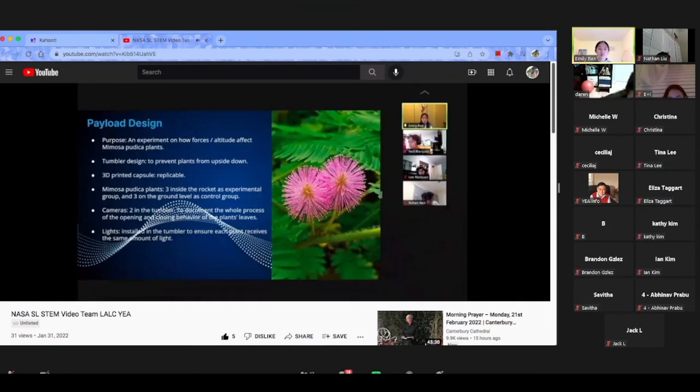For our payload, the purpose is to conduct an experiment on how forces and altitude affect mimosa pudica plants. The tumbler was designed to prevent plants from turning upside down, and the 3D printed capsule is replicable. For our mimosa pudica plants, there are 3 inside the rocket as our experimental group and 3 on the ground level as the control group. We're going to have 2 cameras inside the tumbler in order to document the opening and closing behavior of the plant's leaves. And we installed lights inside the tumbler to ensure that each plant receives the same amount of light.